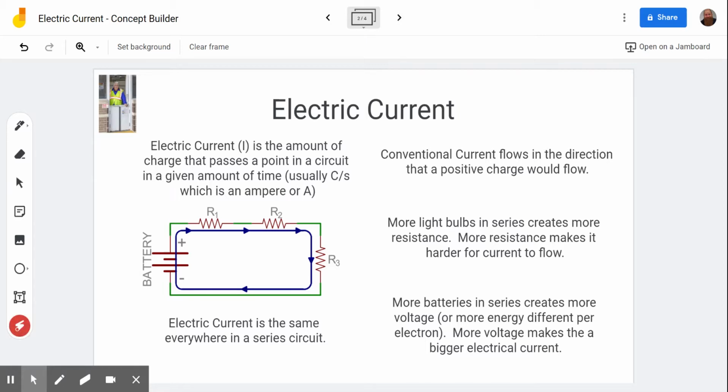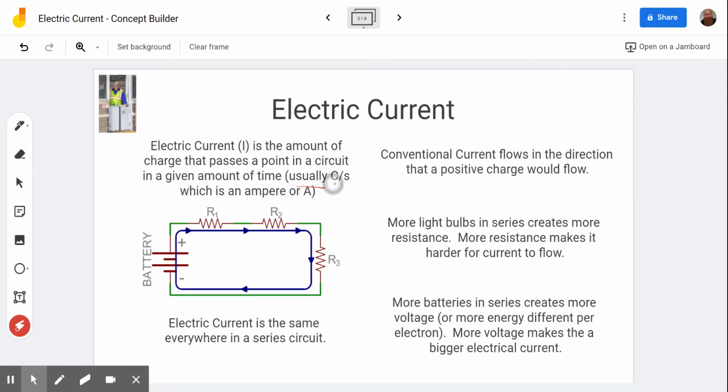Well, we can see that electric current, first of all, is the symbol capital I. That won't tie into this concept builder, but it's important to know that moving forward. Capital I is what you'll see in formulas, and it is the amount of charge that passes a point in a circuit in a given amount of time.